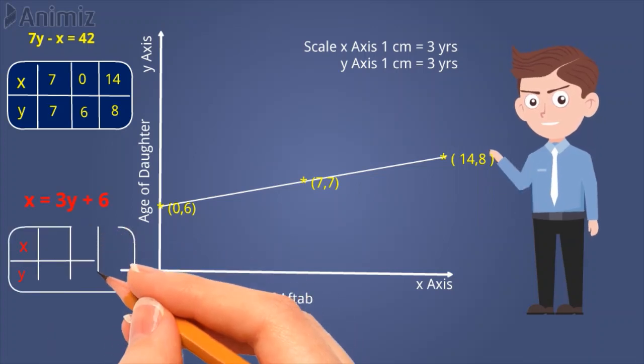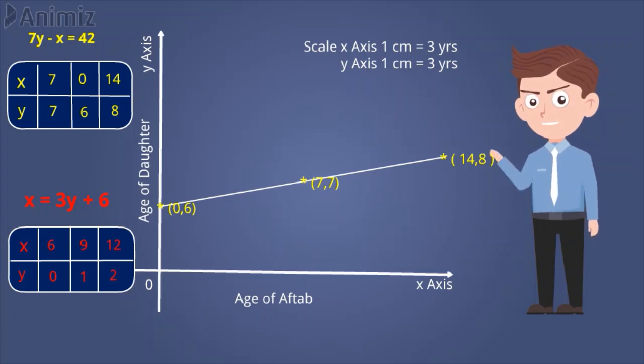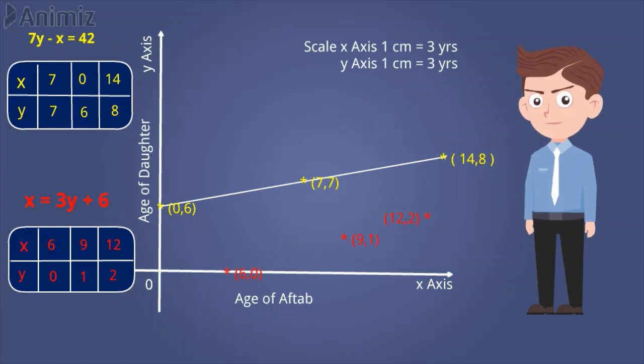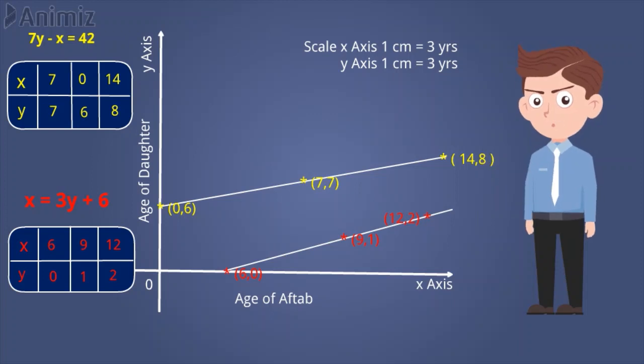So if you tabulate this, then x and y, if I take x is equal to 6, y will be 0. If I take x is equal to 9, y will be 1. If I take x is equal to 12, y is equal to 2. Now joining these 3 points, we can draw the graph for this also. And that is how we can represent the given question graphically.